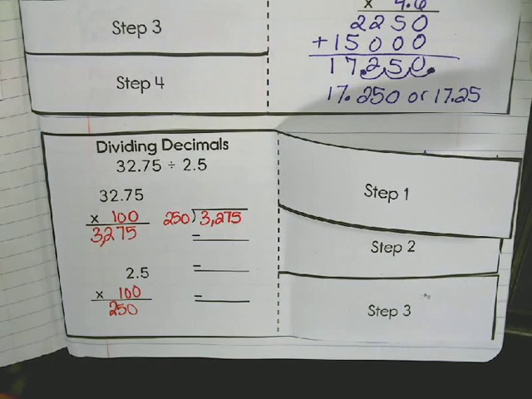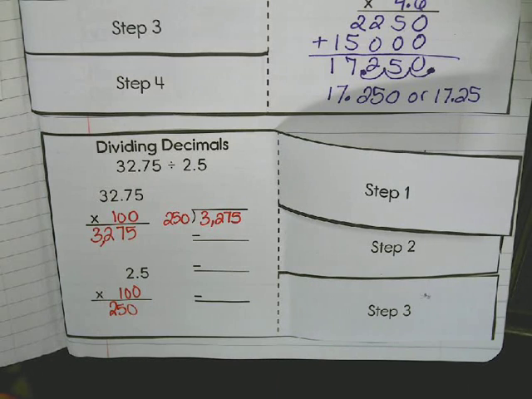Why don't you move closer if you can't see? Okay, I can't zoom it in. How many times does 250 go into 3?